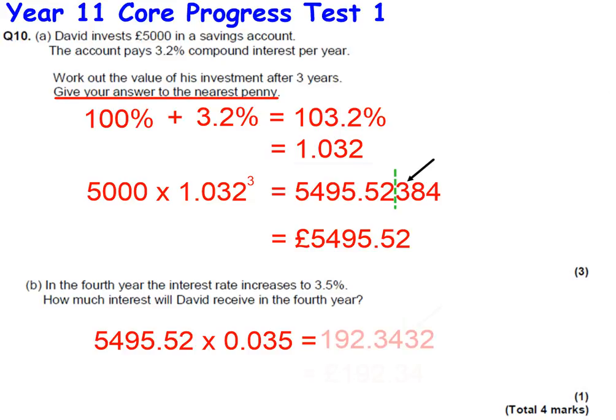192.3432. Now again, as we're dealing with pounds, we only need 2 decimal places to represent the pennies. So we find the 2 decimal places, in this case that's the 3 and the 4. We look at the 3rd decimal place, and it's 3, so we don't need to round this up as 3 is less than 5. So our interest in the 4th year is £192.34.